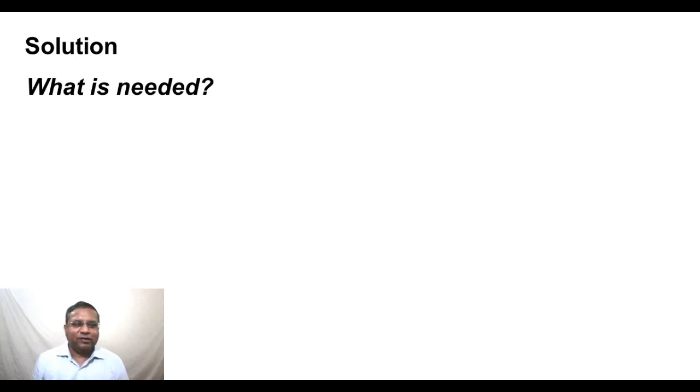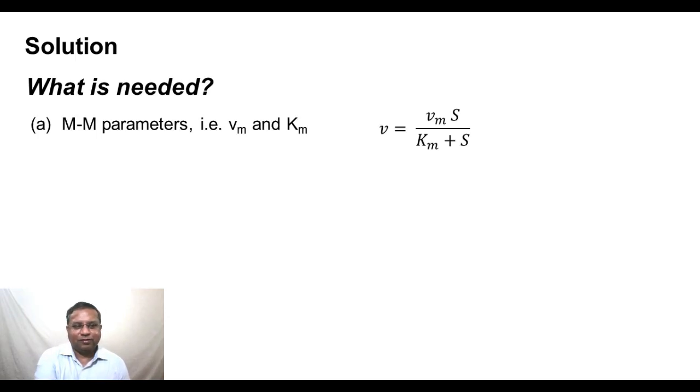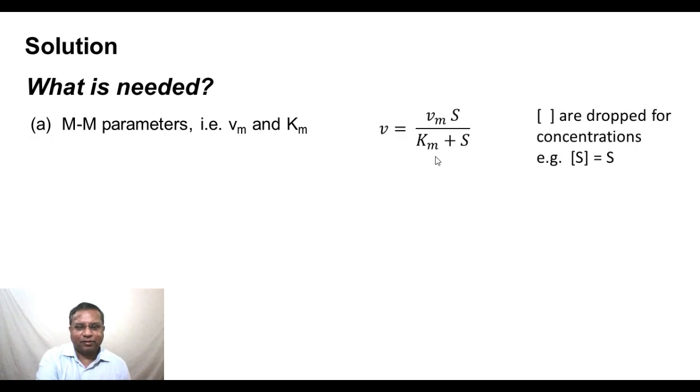The first question, our usual first question, what is needed? Part A, Michaelis-Menten parameters, which we know are Vm and Km. In the Michaelis-Menten equation, V equals Vm S by Km plus S. Now I have dropped the square bracket for the concentration term. In other words, S without brackets is the same as the concentration of S here. It is a little cumbersome to write the square bracket every time, so I have dropped it. I am going to drop it from now onwards in this course.